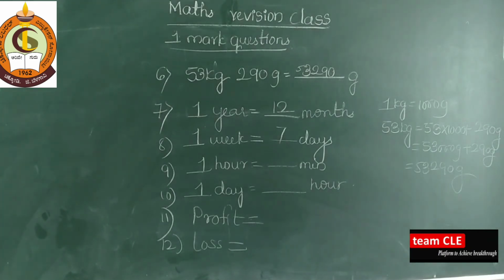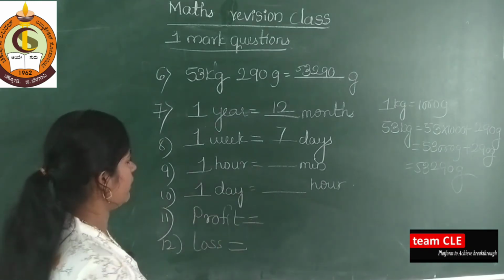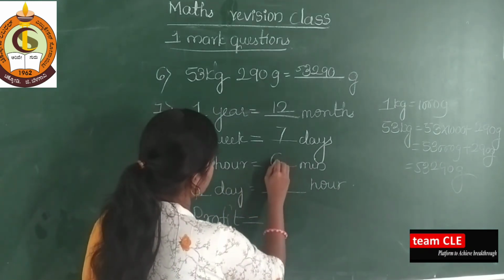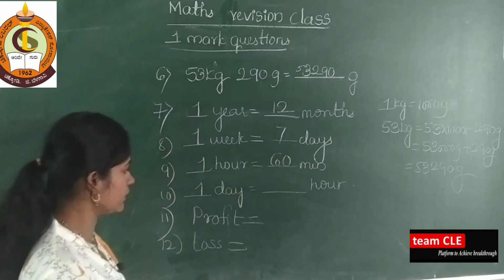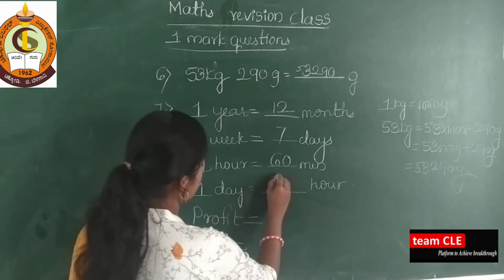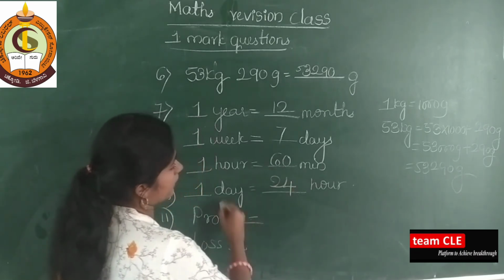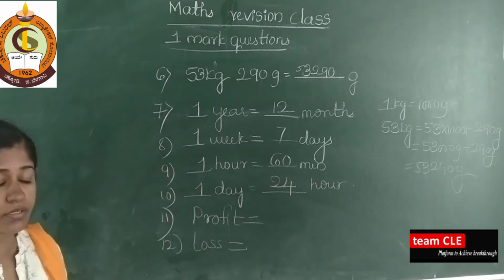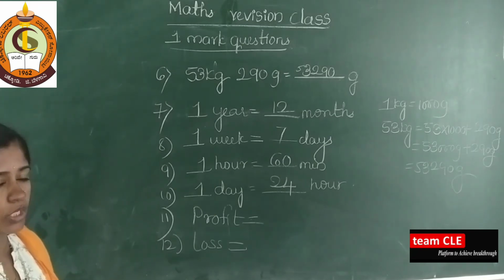Sunday, Monday, how many are there? 7. In 1 hour, how many minutes are there? 60 minutes are there. And in 1 day, how many hours are there? 24 hours are there. Dear students, time lesson, I taught clearly.